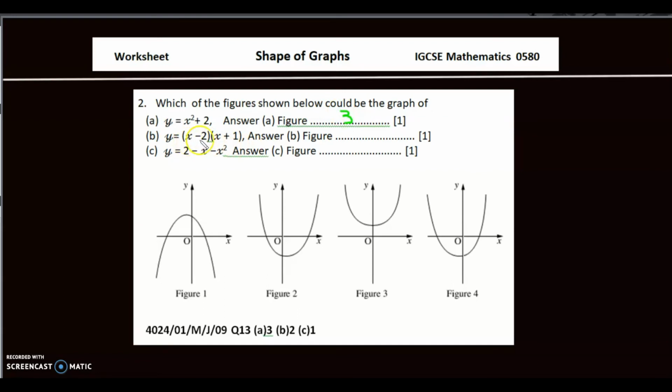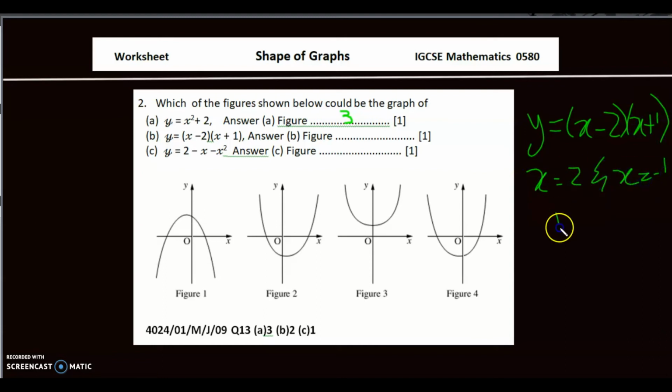Then we have y equals x minus 2 times x plus 1. So like discussed earlier, find the x-intercepts. Equate this to 0 and we get x equals 2 and x equals minus 1. And again it has to be a U-shaped graph, since the coefficient of x squared will be positive when we expand these. So we're looking for a U-shaped graph with x-intercepts 2 and minus 1. So this is going to be the graph, because this side it would be 2 and this side would be minus 1. The right hand side should have more weightage. So the answer would be figure 2.